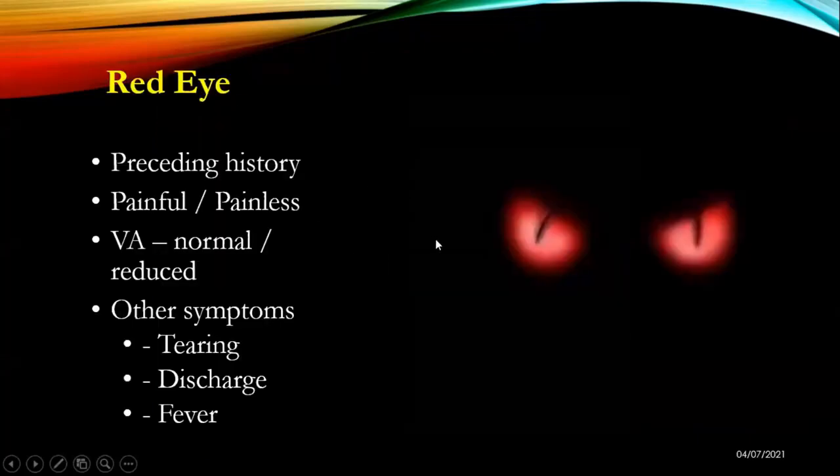And then we will talk about some other red eye causes. Just take a preceding history from the patient, what has happened, whether it is painful or painless red eye, whether the visual acuity is normal or reduced. How about other symptoms like tearing, discharge, fever?